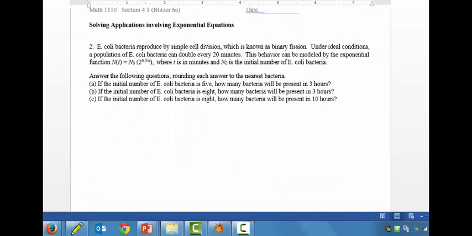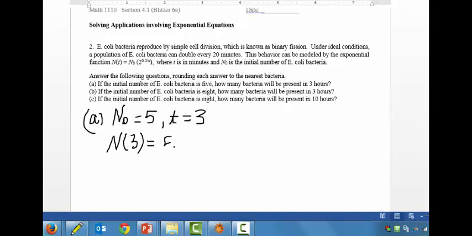Let's look at solving applications involving exponential functions. E. coli bacteria reproduce by simple cell division, known as binary fission. Under ideal conditions, a population of E. coli bacteria can double every 20 minutes. So we're going to model this with N of t equals N0, the initial count or number of bacteria, and we want to let it be 5, and we want to find how many bacteria there will be in 3 hours.